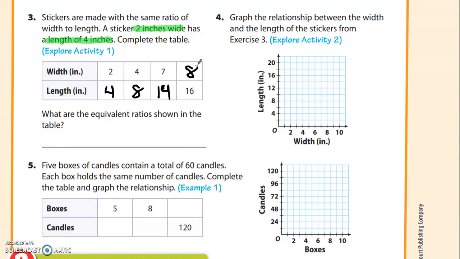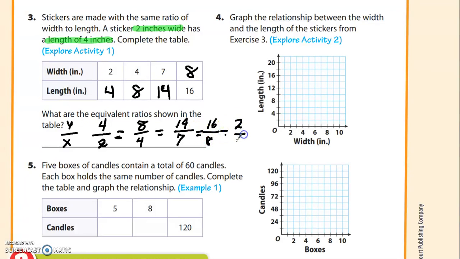Once again, and it doesn't really matter, but if you flip these and did the y's to the x's, you would say that the length is going to be 4 to 2, and that would be equal to 8 to 4, and that would be equal to 14 to 7, and that would be equal to 16 to 8, and they'd all be equal to 2 over 1. In other words, the length is 2 times the width.